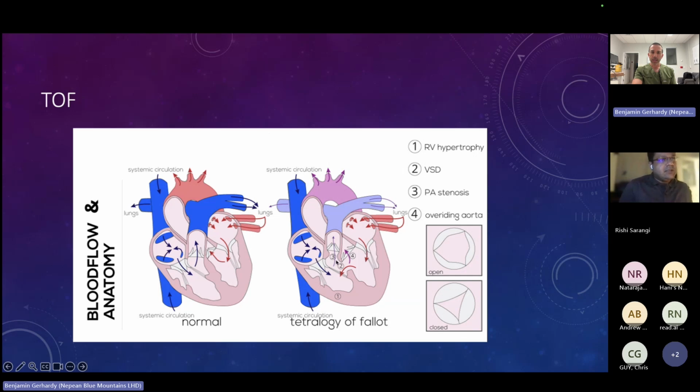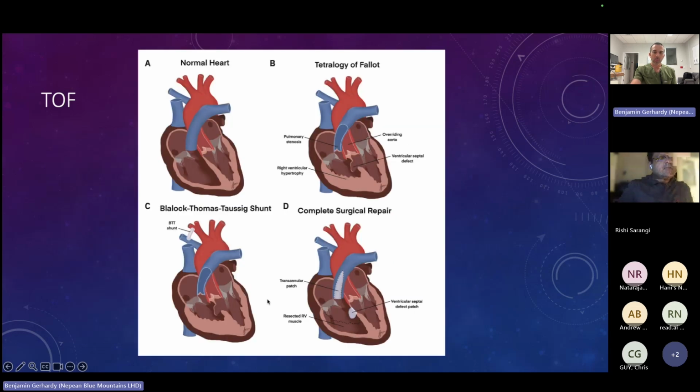Normal circulation here, but this is our problem. Narrowing here, hole here, and a lot of the blood coming out through here, less coming out through there. As they shunt it through, ultimately the aim of the game is to patch the VSD and to fix up your pulmonary stenosis.